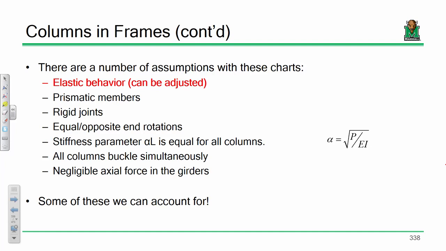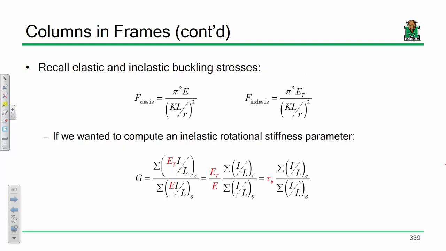One of the adjustments that can be made is to adjust these parameters for inelastic behavior. Remember, there are two reasons why real column behavior deviates from ideal column behavior. One of them is imperfections, and the other is residual stresses, because residual stresses begin the onset of inelastic behavior a lot sooner than we would think. So adjusting for this inelastic behavior is really kind of important. Fortunately, there's a really easy way to do that.